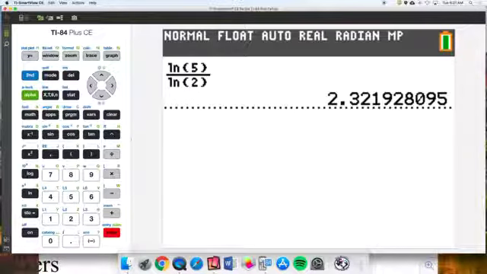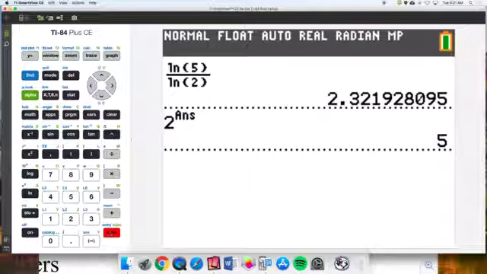Now there's a real quick, easy way to check. We're saying that 2 to that power equals 5. We could check real quick. 2 caret. And now to recall this answer without storing it, you just hit second negative. Second negative recalls the answer from the previous line. And with all those decimals stored, we should get 5. And we do. Well done, calculator.